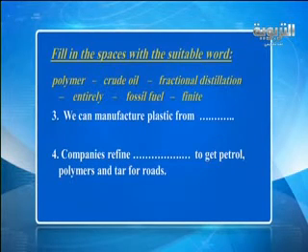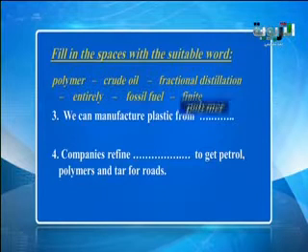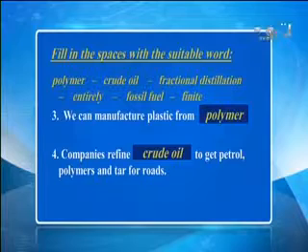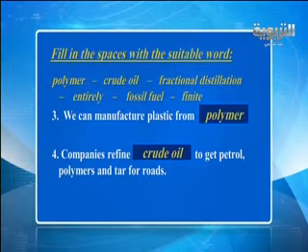We can manufacture plastic from, do you remember the chemical substance we mentioned? What is it called? It is called polymer. Excellent. And we said from polymer we can make plastic or other kinds of materials. Good. Number 4, companies refine to get petrol, polymers, and tar for roads. They refine what? The thing that we get from underground in its natural state. Crude oil. Excellent. So companies refine crude oil to get petrol, polymers, and tar for roads.